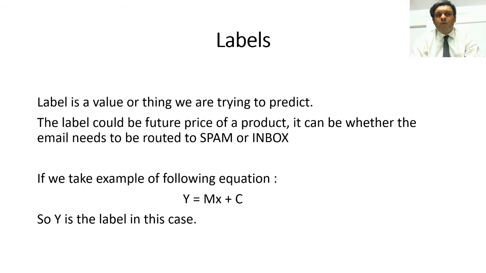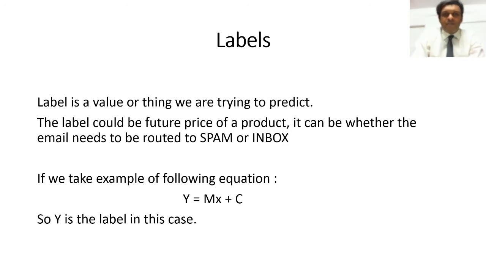A label is a value or thing we are trying to predict. The label could be the future price of a product. It can be whether the email needs to be routed to spam or inbox. So a label is the final output that you're trying to figure out, like if you're creating a model for predicting the price of a product, or a model to decide whether an incoming email should be routed to spam or inbox. So the label is the desired output which you're trying to derive out of your model. If we take an example of the equation y is equal to mx plus c, y is the label in this case, which has a value of mx plus c.